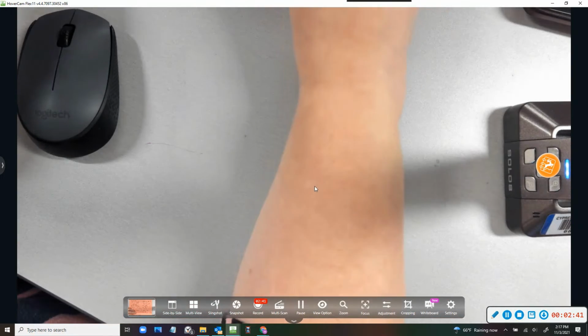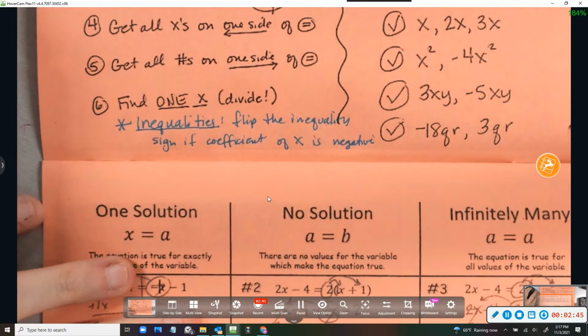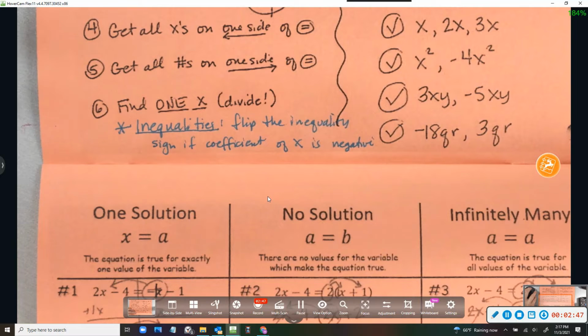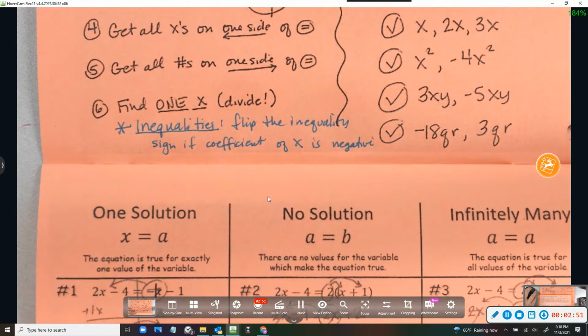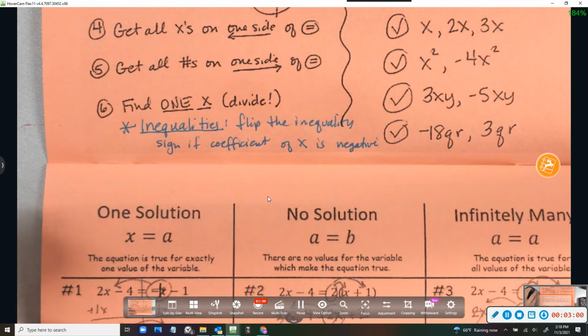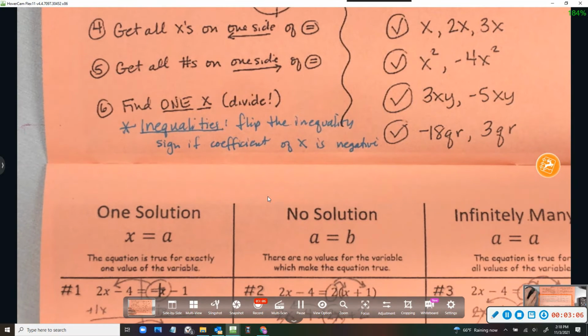So this has always been part of our process. It just never mattered before now, because when you flip an equal sign, it looks the same. We've never had to flip the sign because an equal sign still looks like an equal sign. It only matters when we get to inequalities. It's always been part of the process, it just never mattered when we had equal signs. It matters now because when I flip an inequality sign, it looks different.